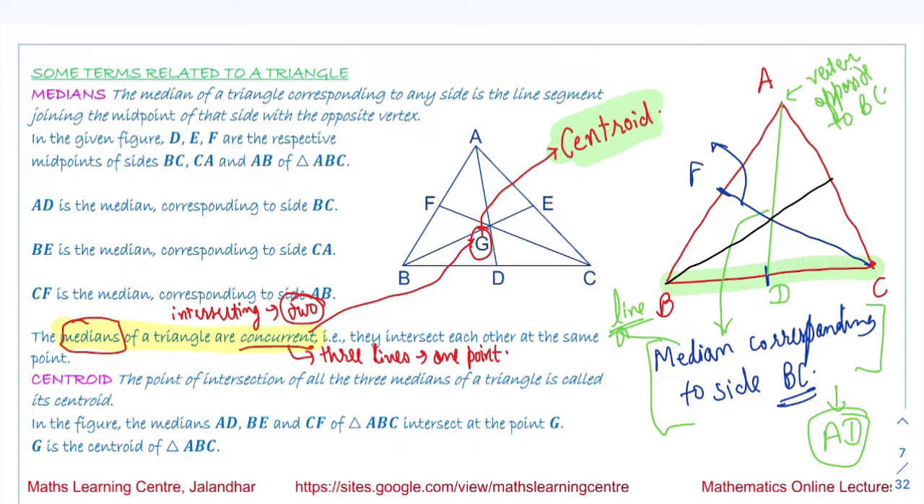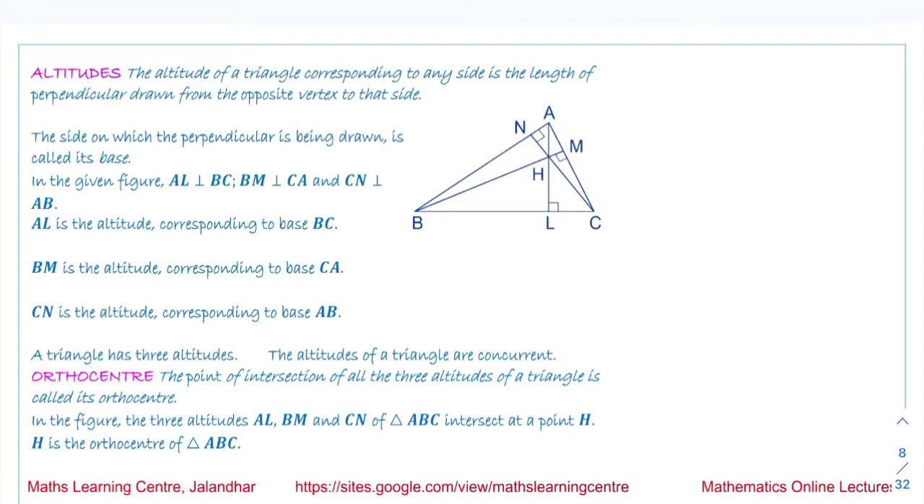The next definition we have is the altitude. Altitude is basically the perpendiculars we are talking about. So we are again considering a triangle. This is A, B and C. When we were talking about the median corresponding to BC, we found the midpoint of this BC and joined this point with A, and said it is the median.